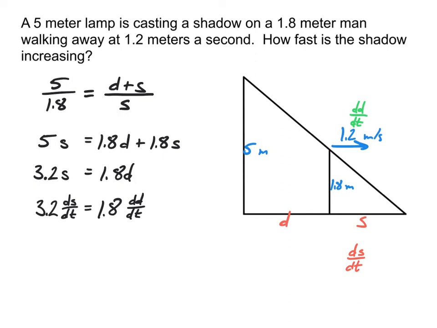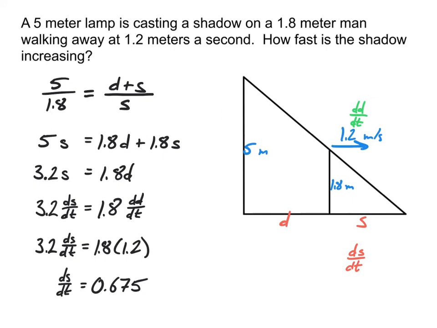All right, so take that value and plug it in for the dd over dt there, and then solve for ds over dt. After I multiply the 1.8 by 1.2 and then divide it by 3.2, I get 0.675.